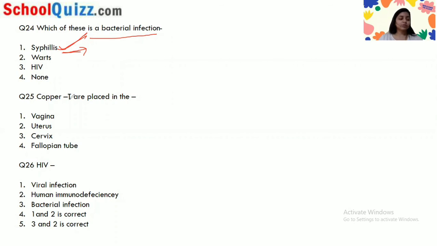Okay. Question number 25, we have copper T is placed in the... So where is the copper T placed? You know that the copper T is for protection from pregnancy. Okay. So where is it placed? It is placed in the uterus. Not the vagina, not the cervix, not the fallopian tube. It is placed in the uterus.